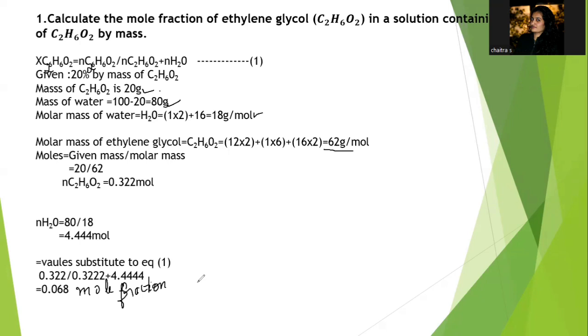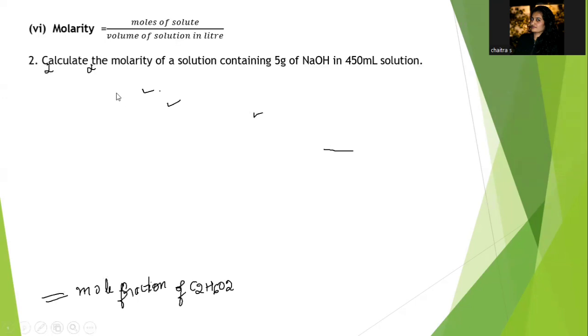The mole fraction of C2H6O2, that means ethylene glycol, is 0.068. Okay, thank you. Next class we will solve the molarity of a solution.